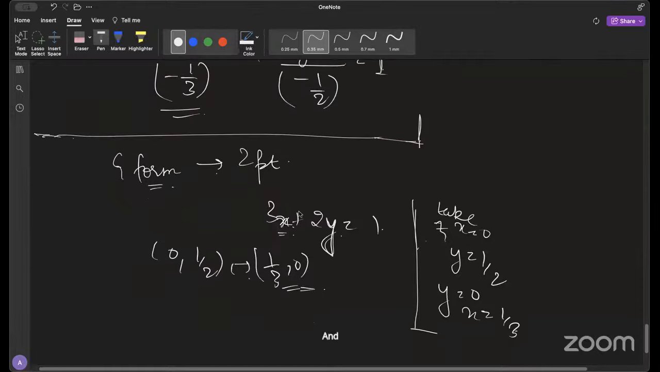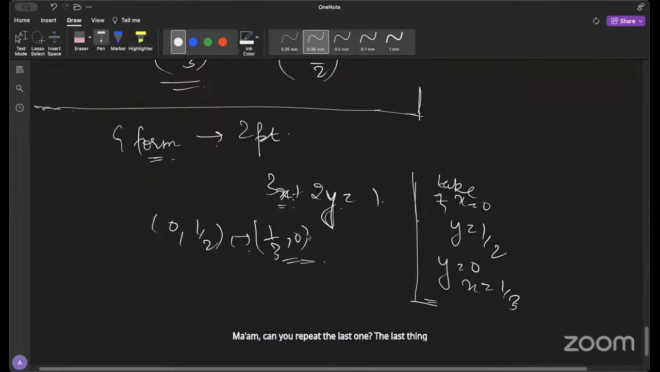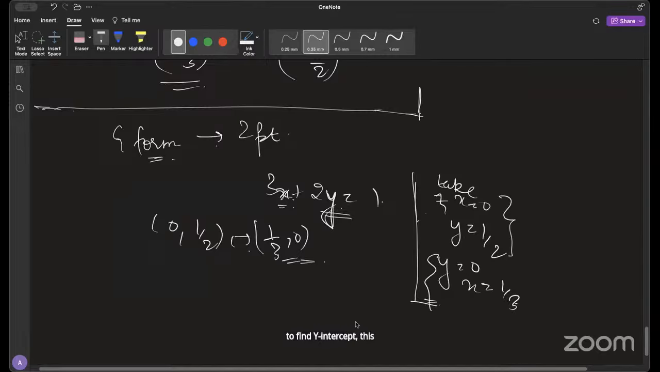If you have the general form, you can just do it this way as well. Just find the x-intercept and y-intercept. If you find the x-intercept and y-intercept, this is to find the y-intercept, this is to find the x-intercept. So this is what you get. This is your y-intercept.